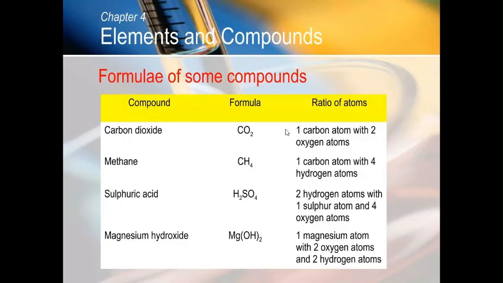We have magnesium hydroxide, which is Mg with the abbreviated OH in brackets with the small 2. I like to call it small 2, just to make it simpler. We call that a subscript, but we'll look at those terms in a later video. So one magnesium atom with two oxygen atoms and two hydrogen atoms.